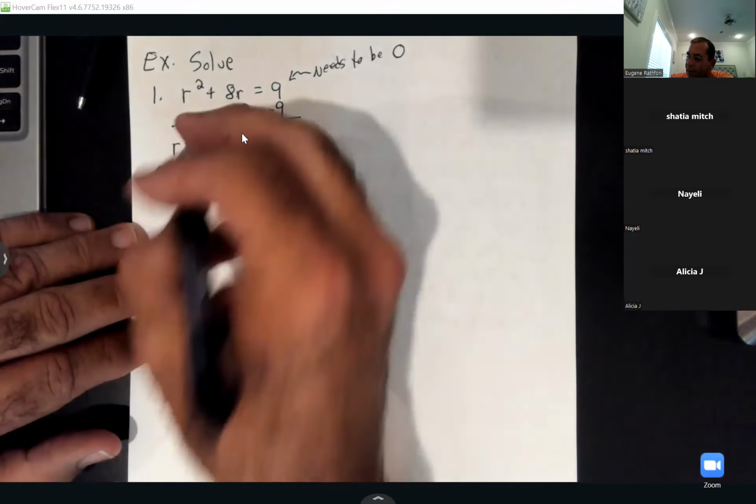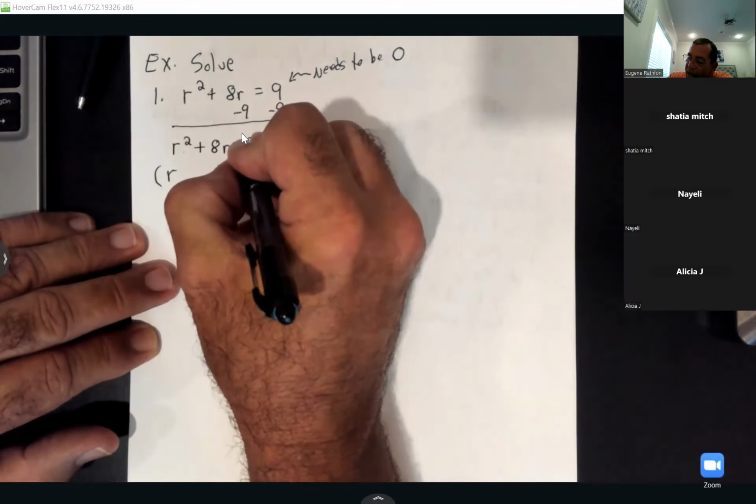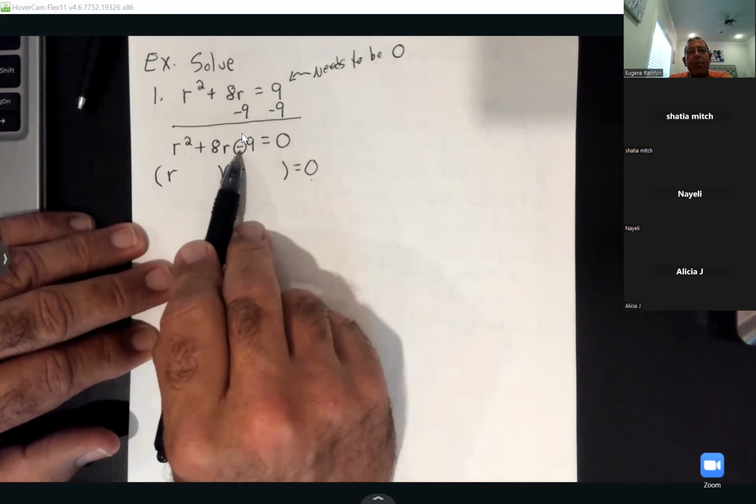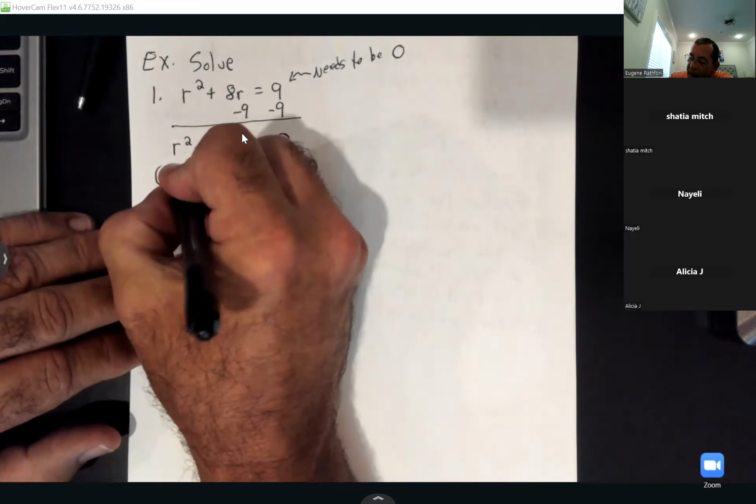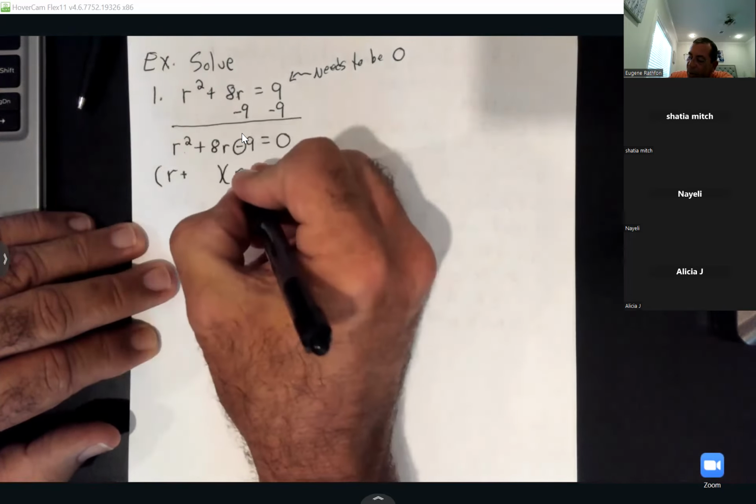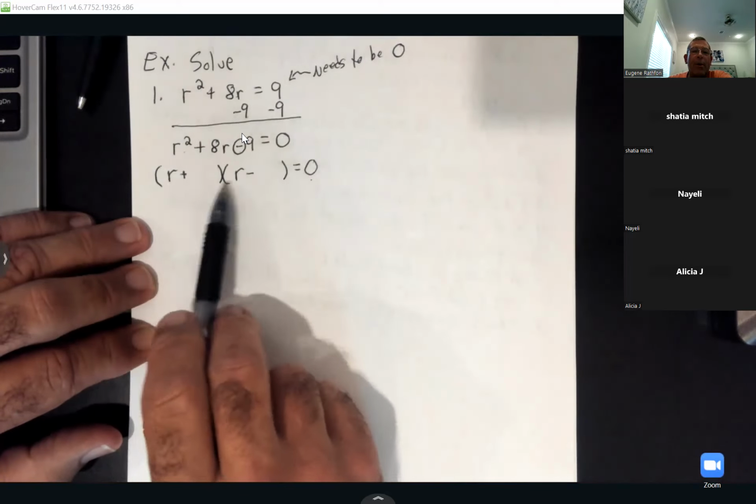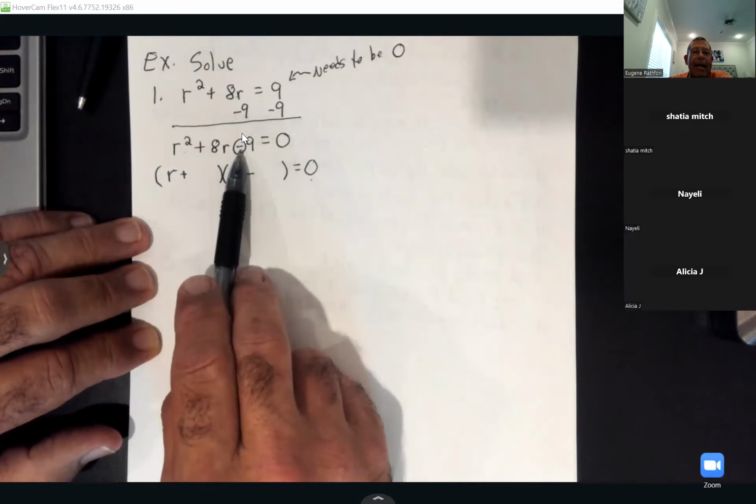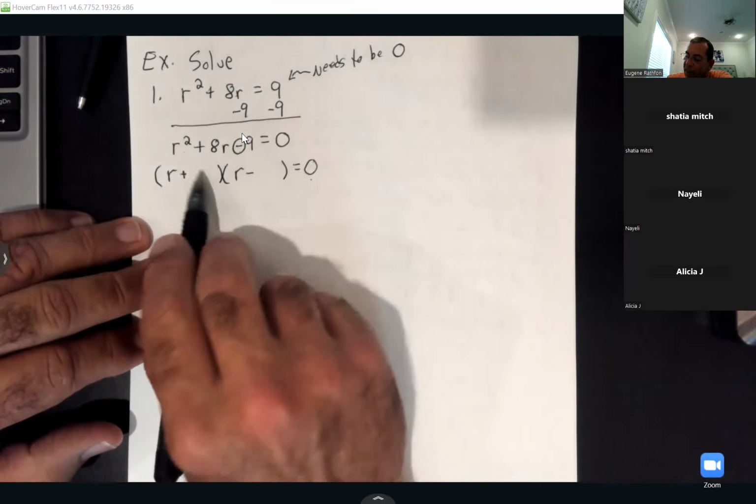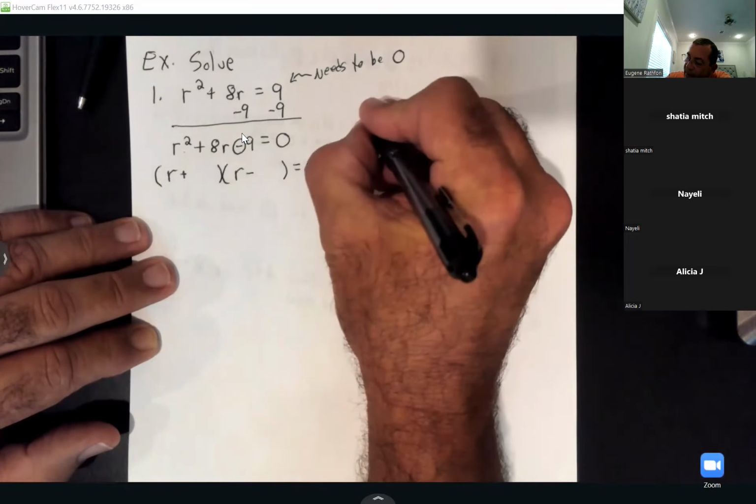Notice on this one, it's negative. The last number is negative, so one of these factors will be positive and one of these factors will be negative. So remember, your factors have unlike signs when the last number is negative. So now we need to find factors of 9.